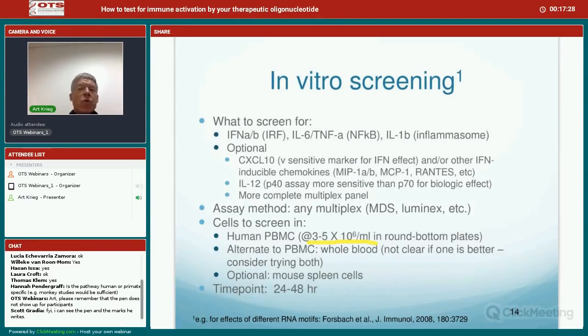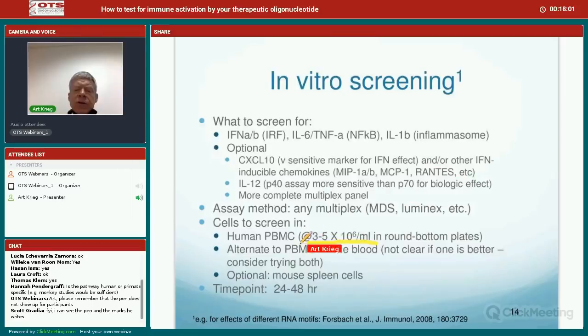Oftentimes people will just use 1/10 of that. And we have found that U-bottom plates or round bottom plates seem to be more sensitive for detecting the induction than flat bottom plates. The cells like being clumped together to respond to the nucleic acids. Of course, when you're developing a new assay, you should always work out the systems yourself and make sure that you've optimized the culture conditions. And for different kinds of nucleic acids, different formulations, other culture conditions may be better.